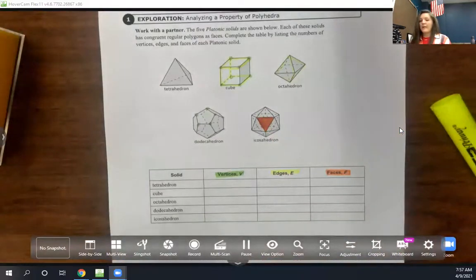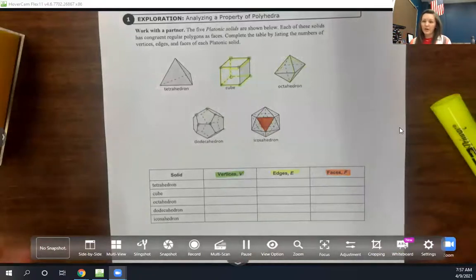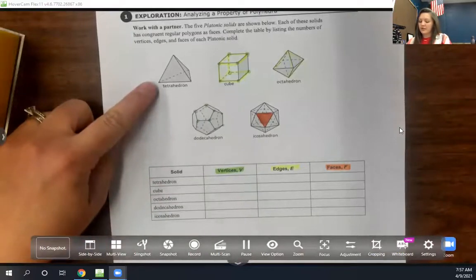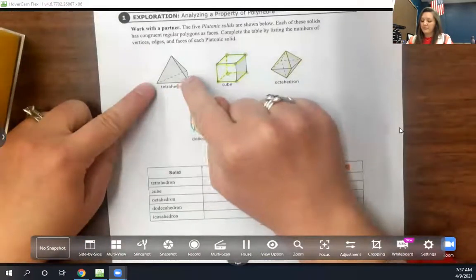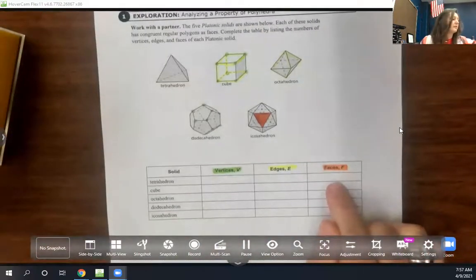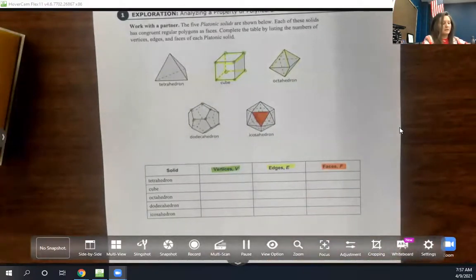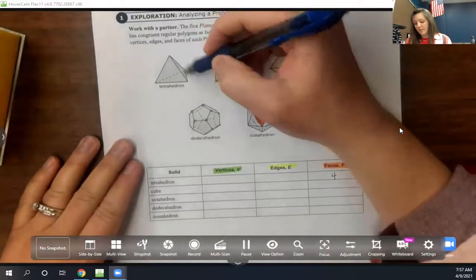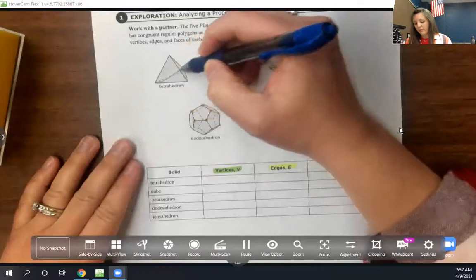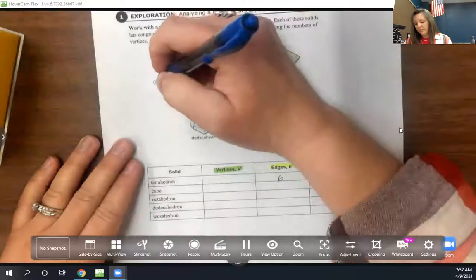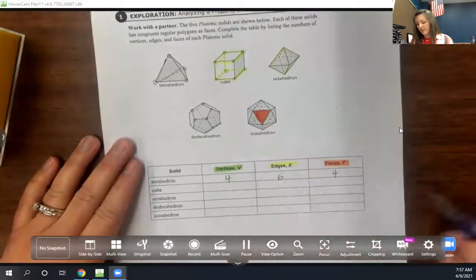So these figures are named based off of their face shape, first of all, and then the number of faces they have. So let's think about this. A tetrahedron is 1, 2, 3, 4, it has 4 faces. Let me get my pen out. 4 faces. See how many edges it has. 1, 2, 3, 4, 5, 6 edges. And vertices, 1, 2, 3, 4 vertices, right?